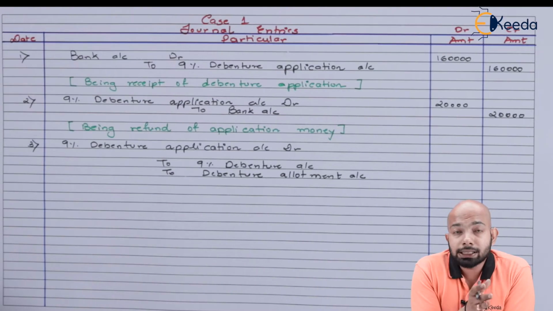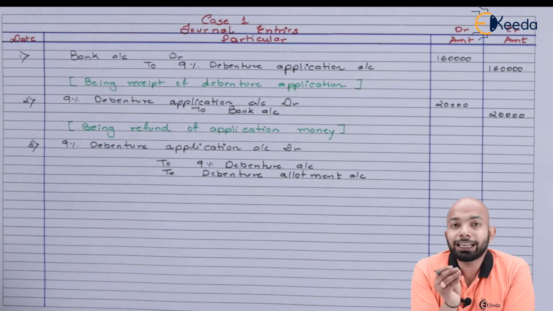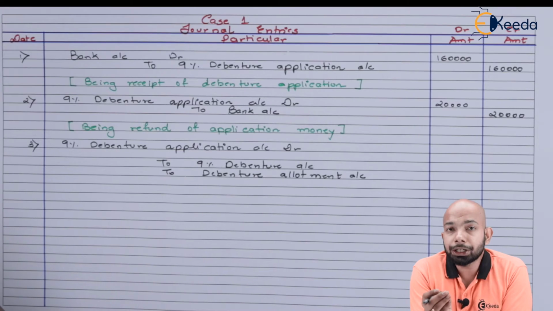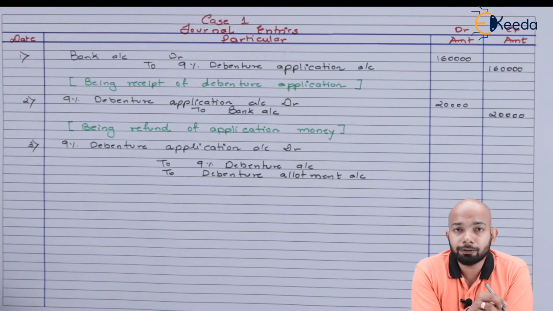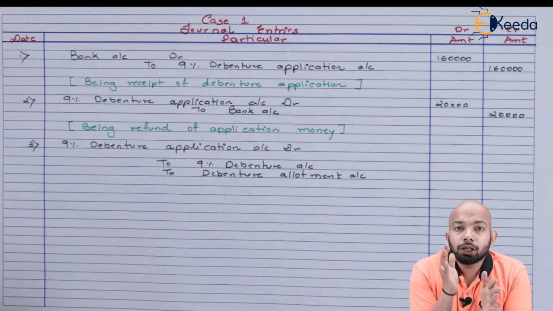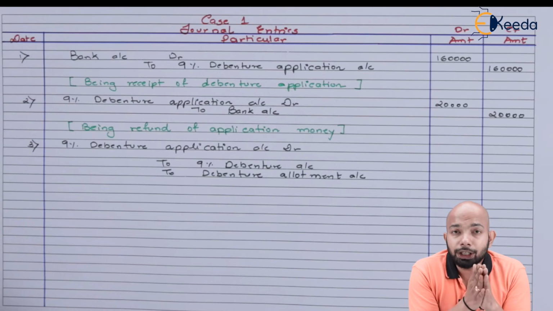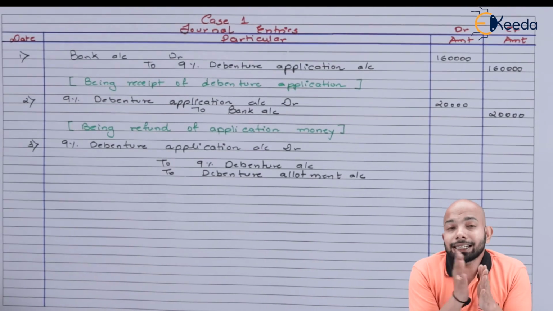Now, the entry that we've passed here is 9% debenture application account debited to 9% debenture account and to debenture allotment account. This is the entry that we have passed. Now, the debit side has to be mentioned with the total amount that we have received and the refunds that we have made. The difference between them will be the total of the debit side here.